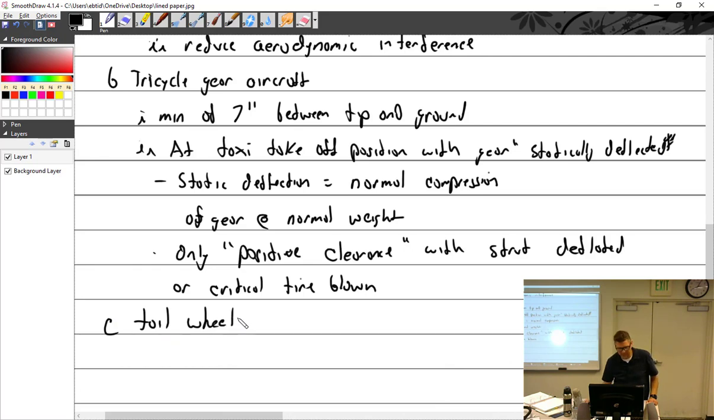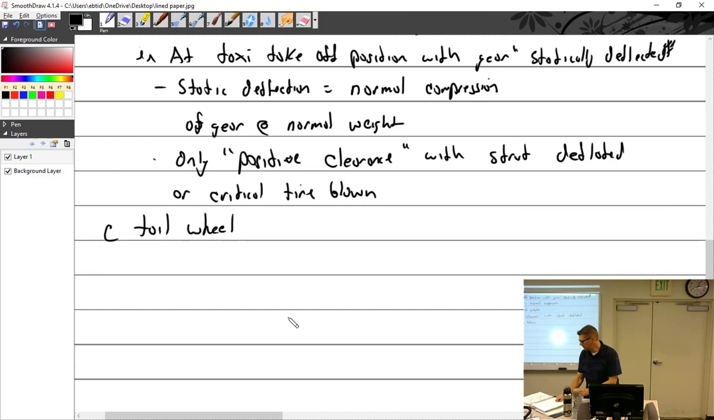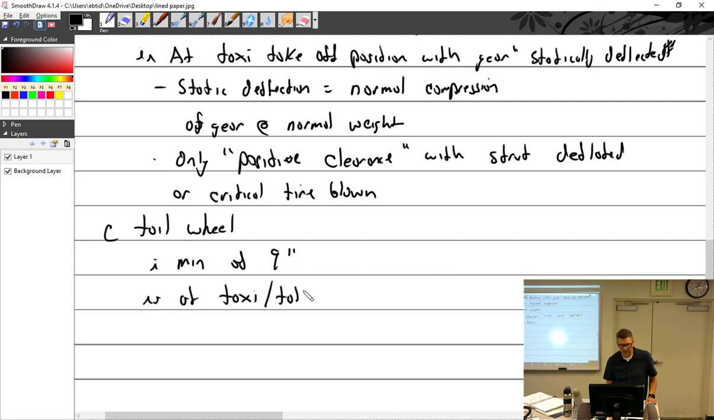Tail wheel type aircraft: that's a minimum of 9 inches at taxi / takeoff position, with gear deflected. Whichever is worse or least.